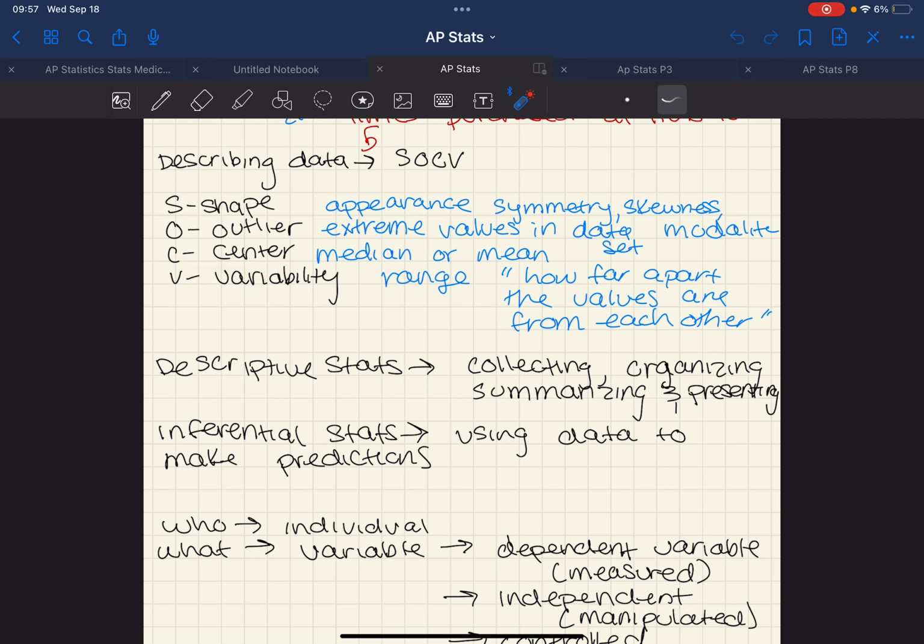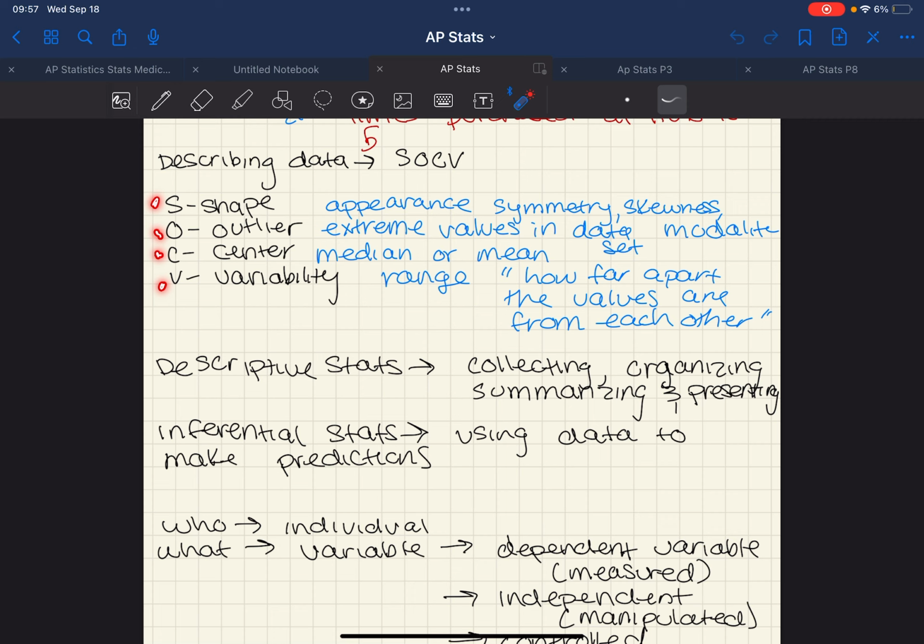The center is where you would describe the median or the mean, depending on what type of diagram you're looking at. And then lastly, we would describe the variability. Variability is the range, so how far apart the values are from each other. So when we're describing data, think of each of these as a sentence, okay?